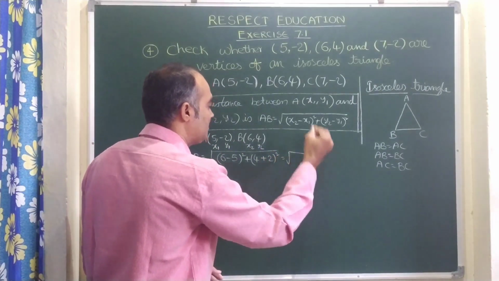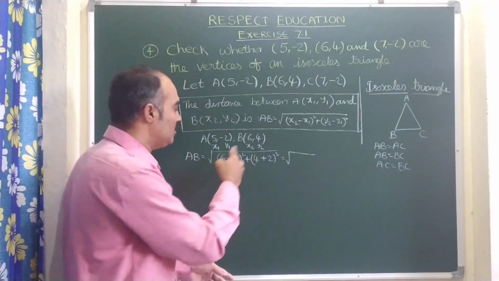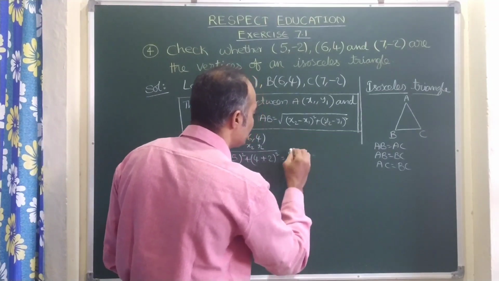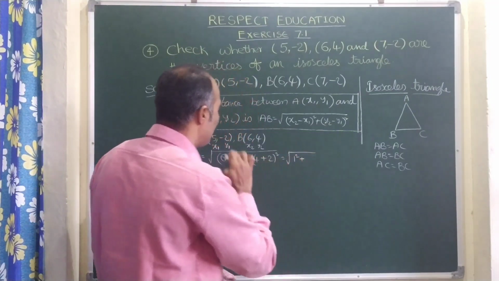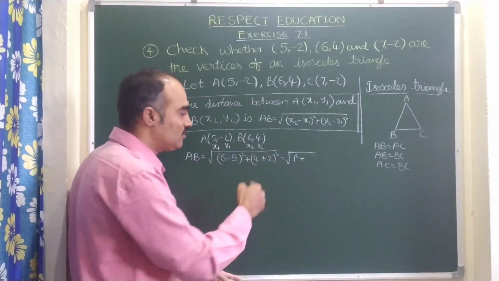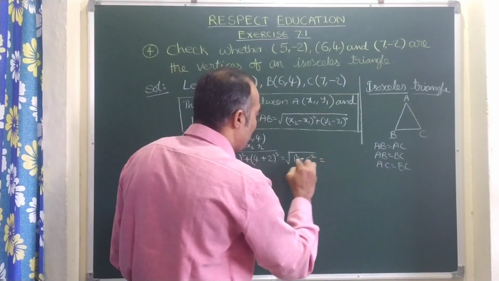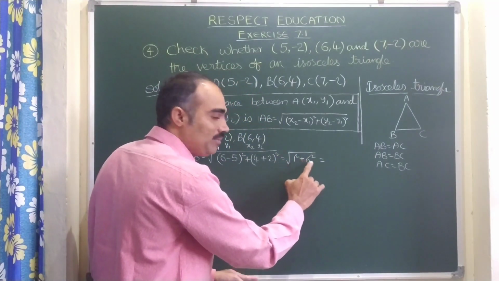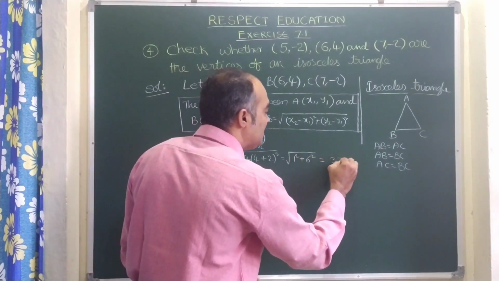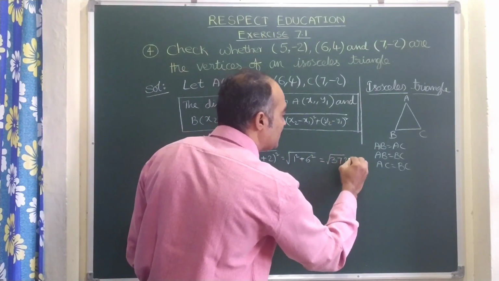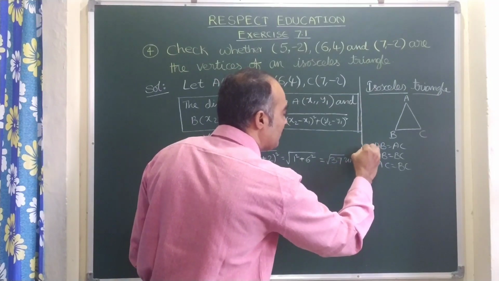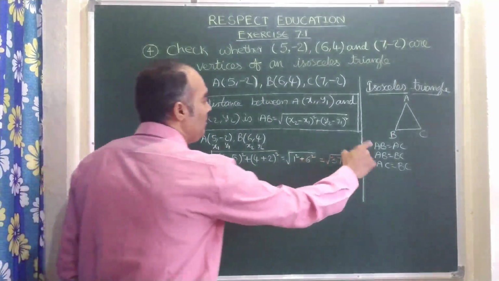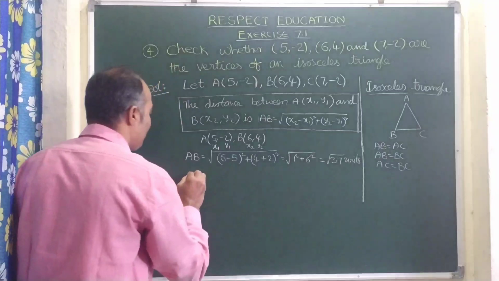So let us simplify this. 6 minus 5 is 1, so it is 1 square plus 4 plus 2 is 6, so it is 6 square. 1 square is 1 plus 6 square is 36. 1 plus 36 is 37. So this is under root 37 units. Root 37 units, which one? AB. Now AB is over. Let us find BC.